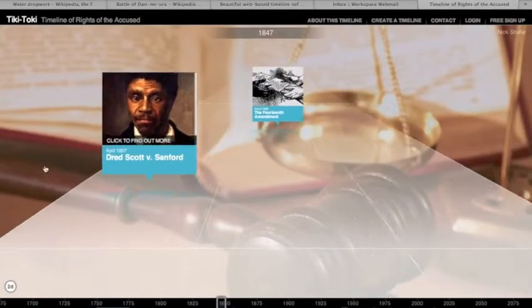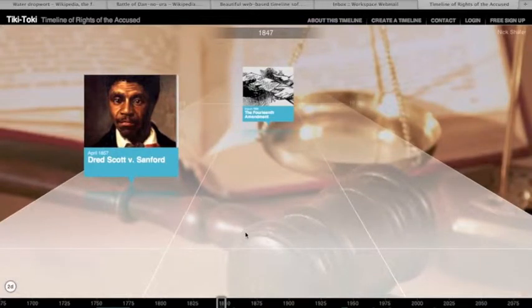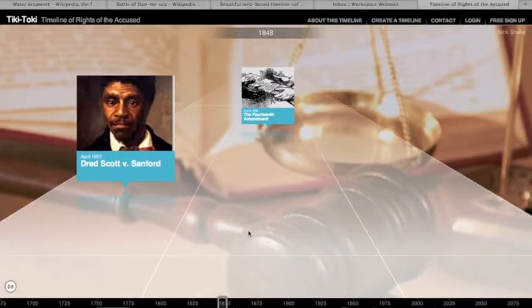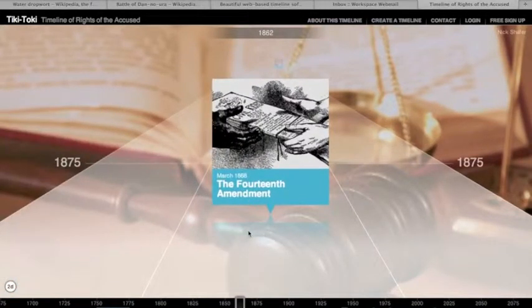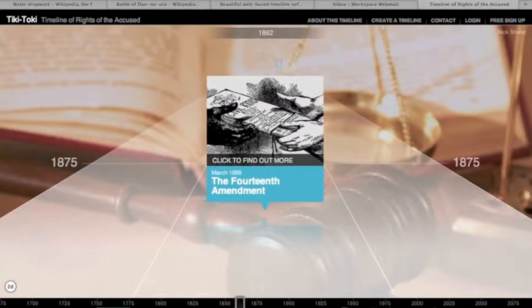Dred Scott v. Sanford, though not expressly related to the rights of the accused, ruled that African Americans were not citizens, which essentially limited their rights as accused persons. They couldn't petition in court, for example. They had no legal rights, and protection from double jeopardy was a big one too. That was a big problem moving forward, but it was fixed only 11 years later with the 14th Amendment.